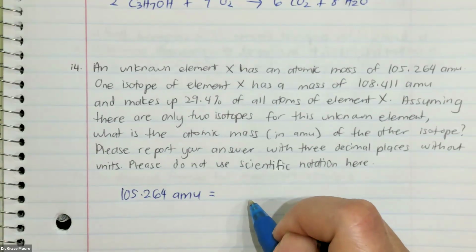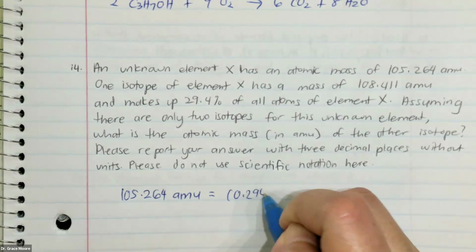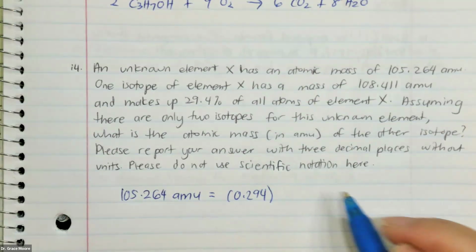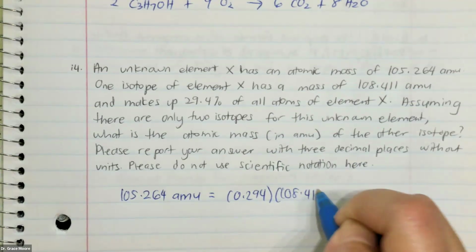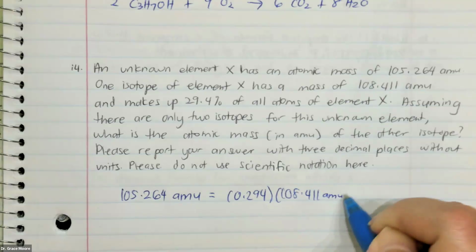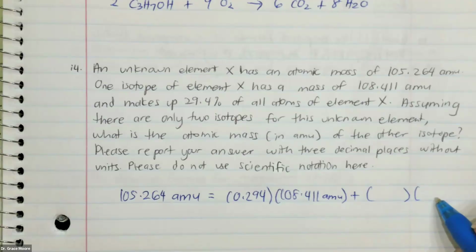That equals the abundance of the first one times the mass of the first one. So 0.294, because it's percent turned to a whole out of 1, and then 108.411. That's the first mass. And they're saying find the second AM.